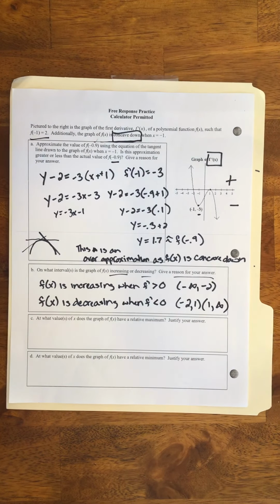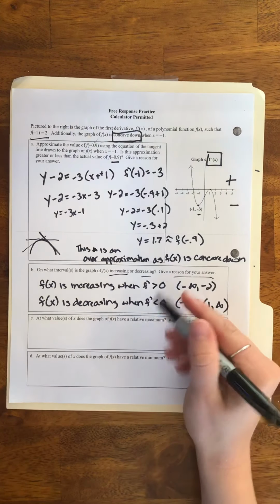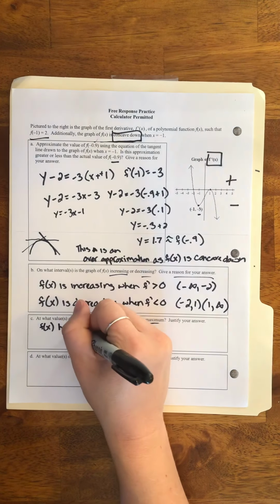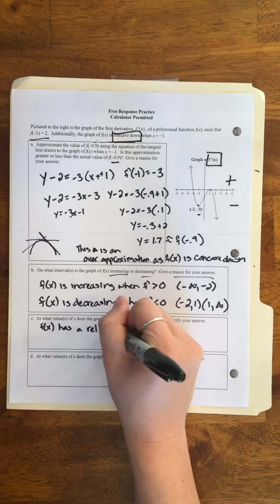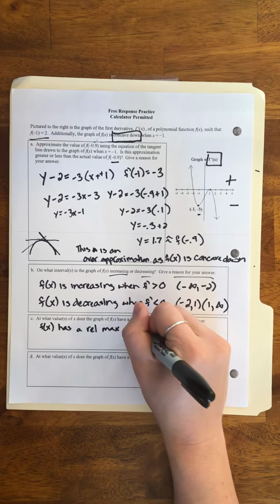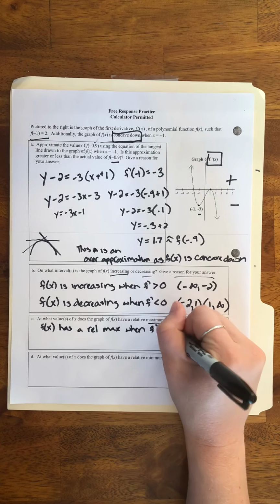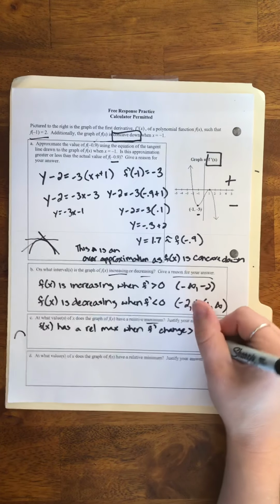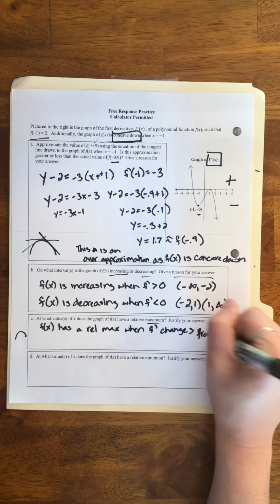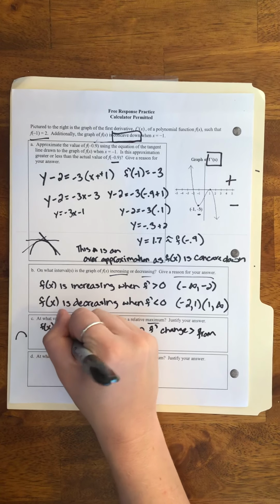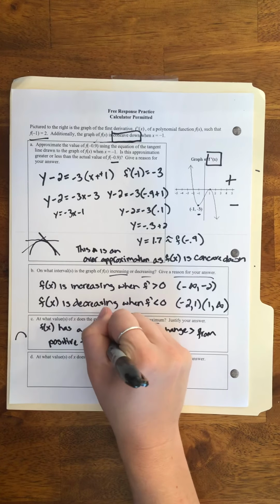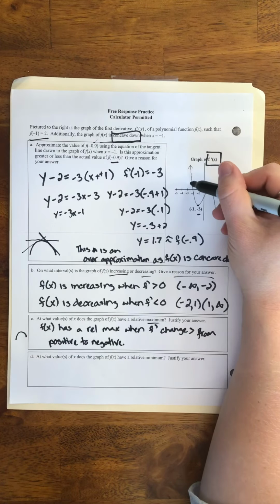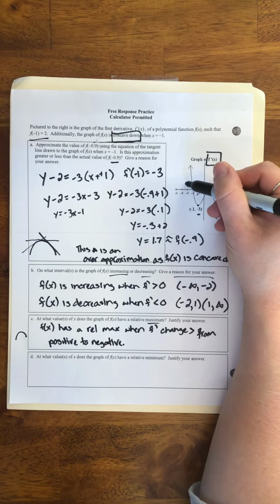At what values of x does the graph have a relative minimum, or relative maximum? So what I'm going to say, f of x has a relative max. I'm given a graph of f prime, so I want to use it in my reasoning. When f prime changes, and maximums happen, increasing to decreasing, so f prime is changing from positive to negative. So I gave my reason already, I'm good. If I look at the graph, positive to negative, so I'm reading left to right.